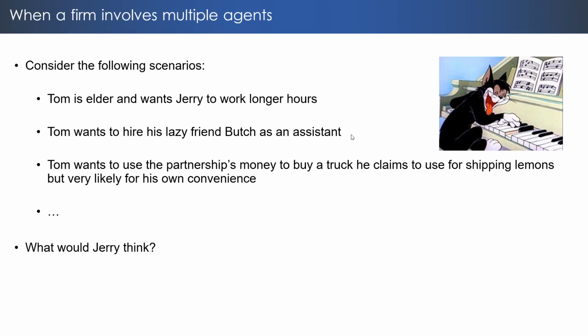Another example is that Tom wants to hire his lazy friend Butch, this black cat, as an assistant for him to sell the lemonade for him. And another example is that Tom maybe wants to use the money that they put together in their partnership to buy a truck that he claims to use for shipping lemons, but very likely to use for his own convenience because he's the one holding the key for the truck.